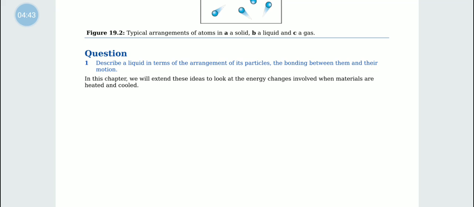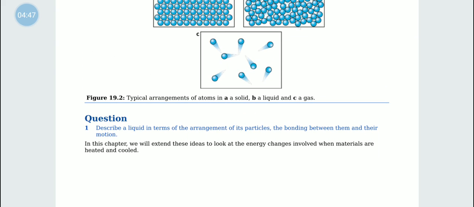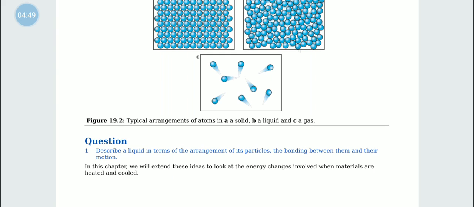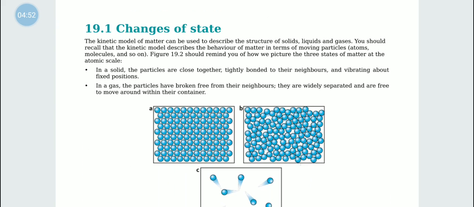Now I'm sure you have written the answer. The answer should contain something like this. Here you can actually see the difference between these two. In a solid, the particles are close together, tightly bonded to their neighbors and vibrating about fixed positions. In a gas, the particles have broken free from their neighbors. They are widely separated and are free to move around within the container. So a liquid actually has a quality that is in between these two.